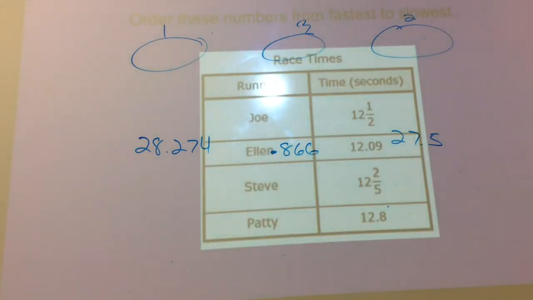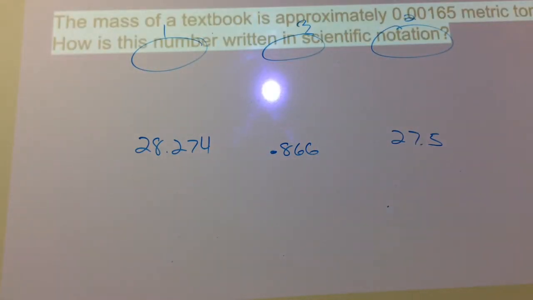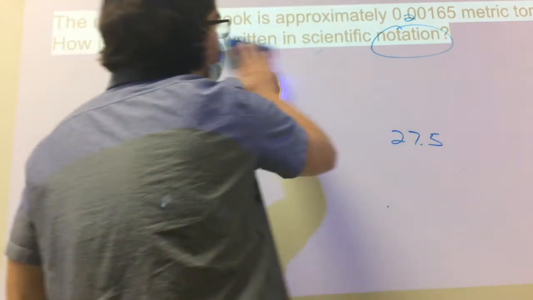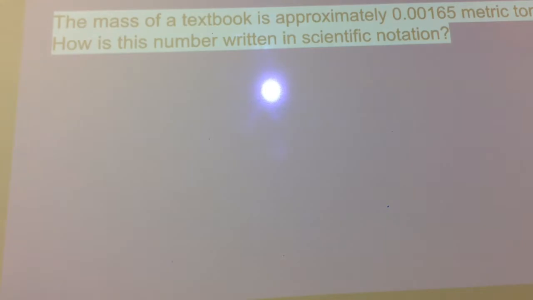Let's see, there's another ordering number there. And then we get into scientific notation. Now, scientific notation is what we talked about two days ago. Just checking my time. Okay, we're good. It says the mass of a textbook is approximately yada, yada, yada. And it tells me, how is this number written in scientific notation?